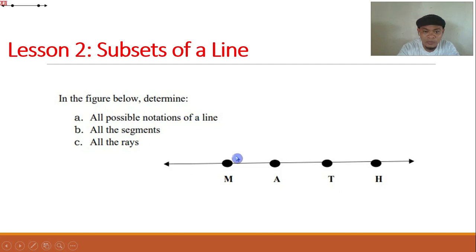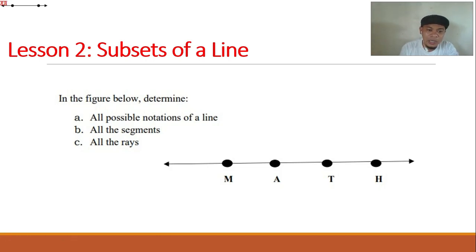So, all possible notations of a line. Pwede natin tawagin line MA. Di ba? Or line MT. Or line MH. Or line AH. Line TH. Di ba? Or, baliktad naman. Pwedeng line HM, line HA, line HT. Or line TM, line TA. Or line AM. Okay, so that's the possible notations of a line.